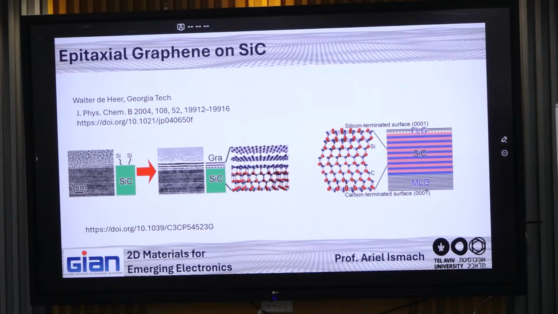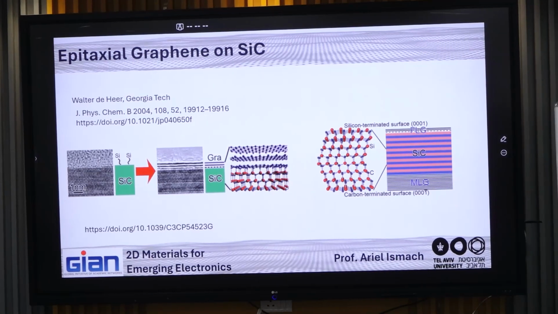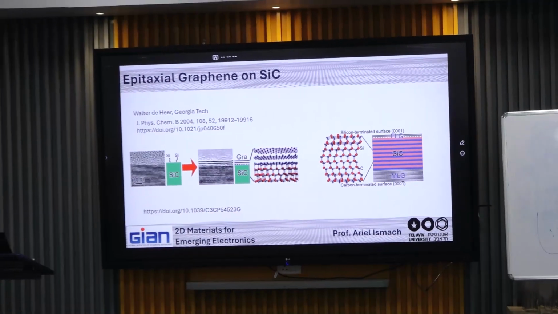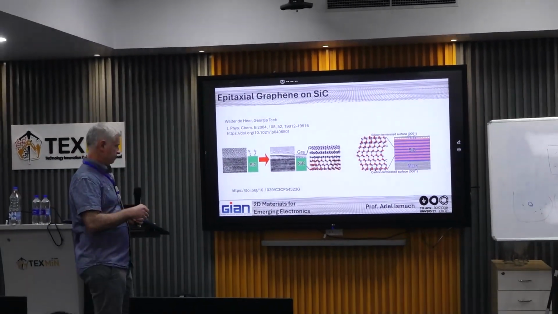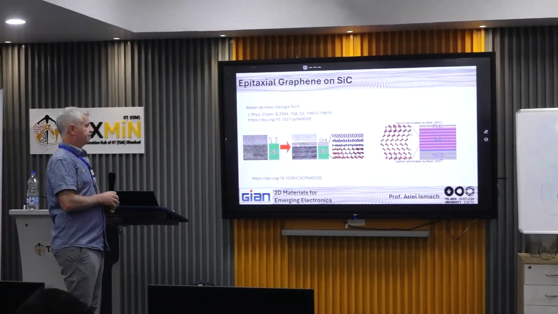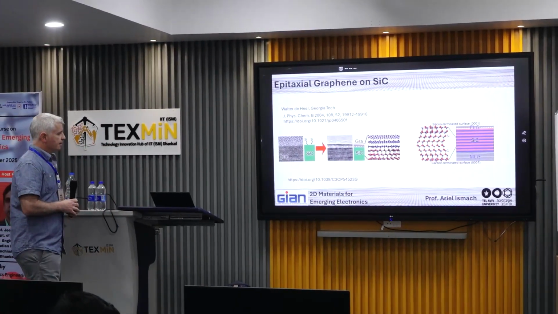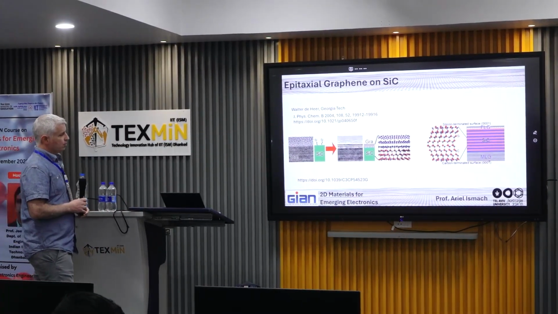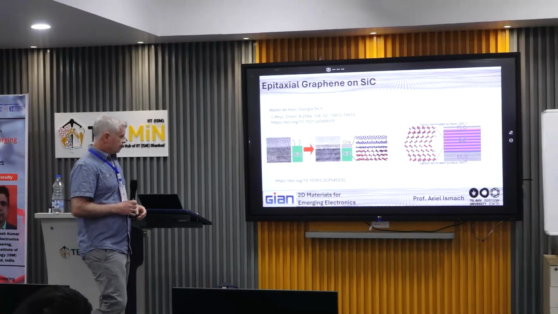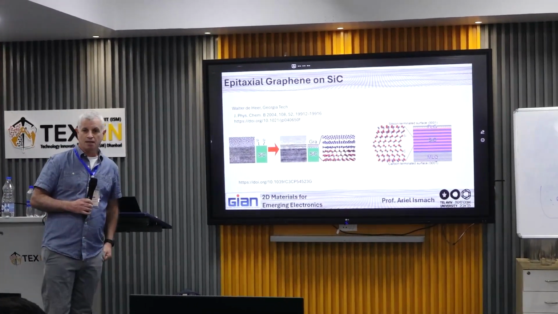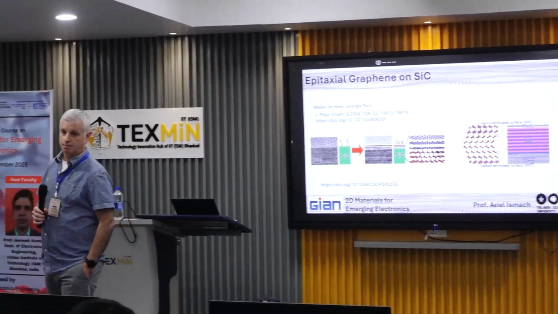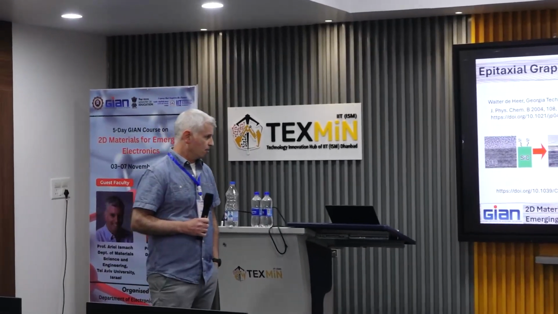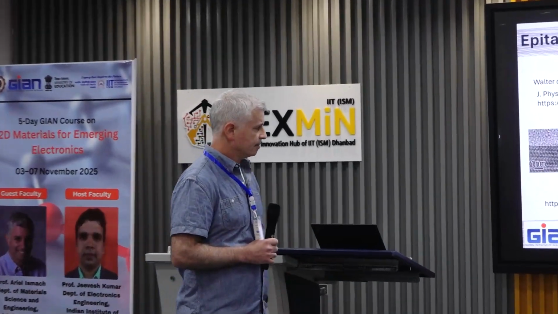So, to go by CVD, we know that we need to provide the carbon by the precursor, and then react it on the metal. And in this case, we don't need any precursor. In this case, the starting material is silicon carbide. Okay, ceramic, very high melting temperature.